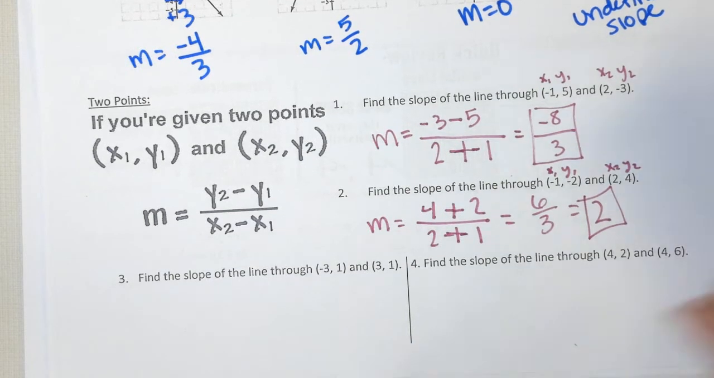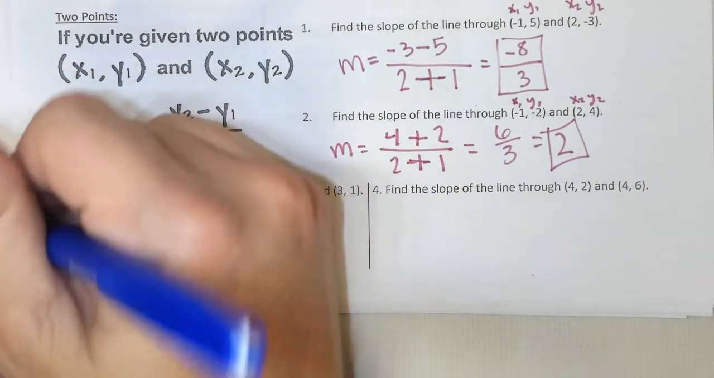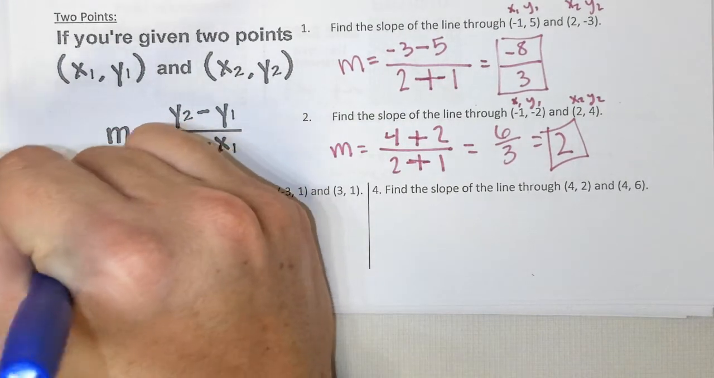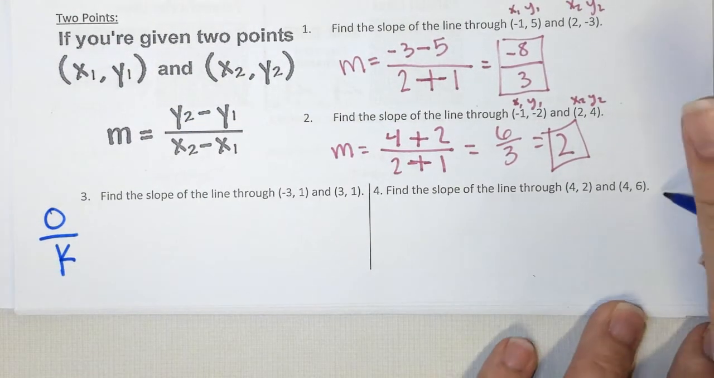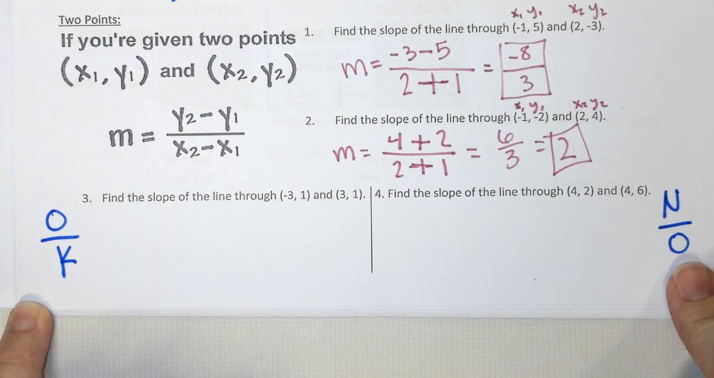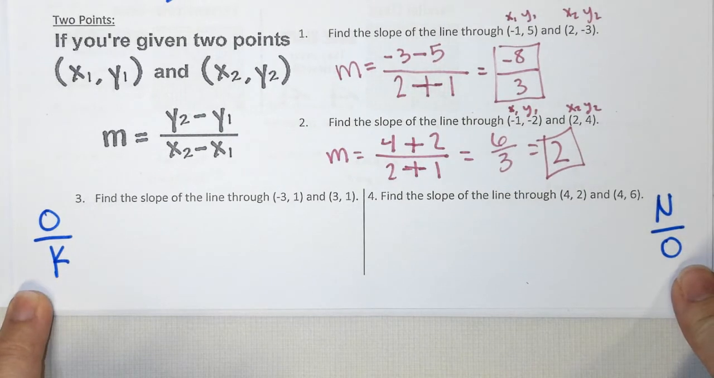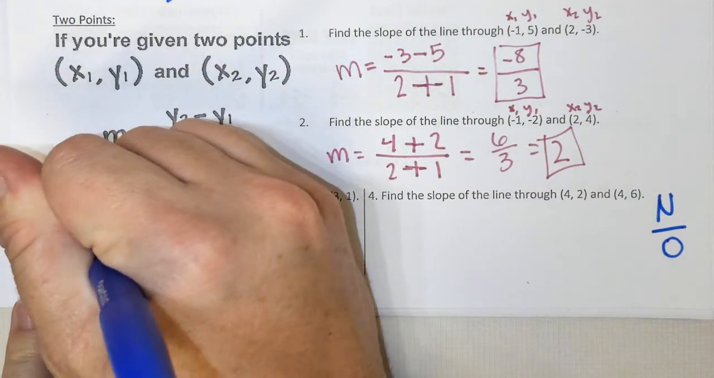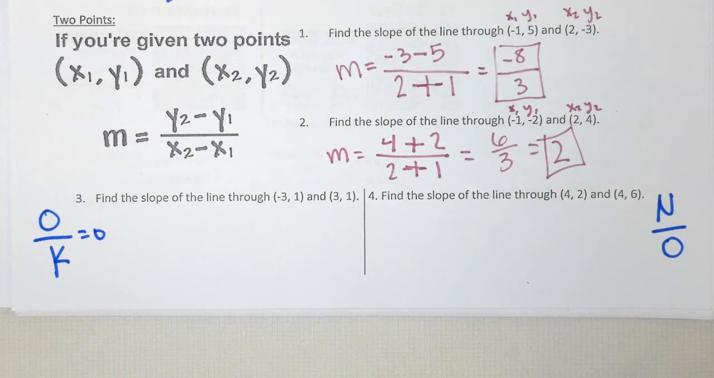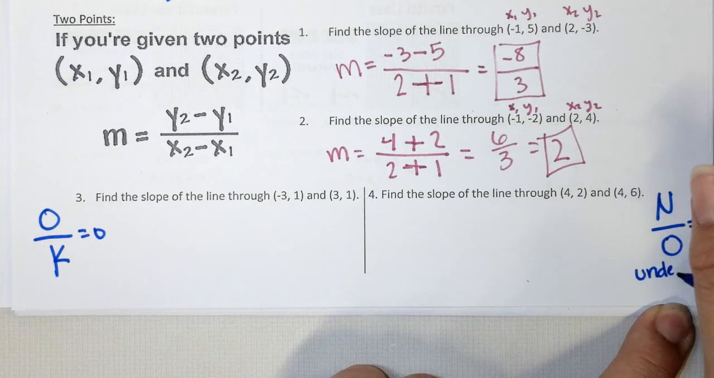Okay, so let's look at this one. I'm going to tell you a secret first. It's not really a secret. Okay, it's okay to have 0 on top. It is not okay to have 0 on bottom. That's my secret to remembering where 0 is allowed to be. If 0 is on top, it just equals 0. If 0 is on bottom, it's undefined.